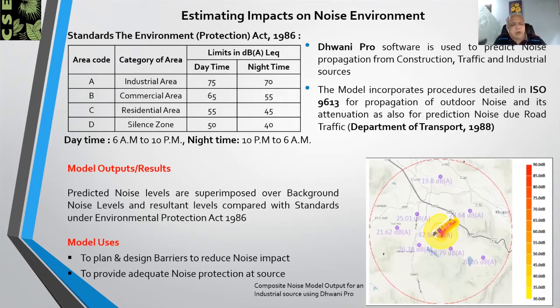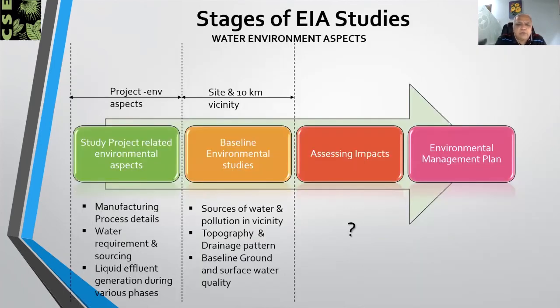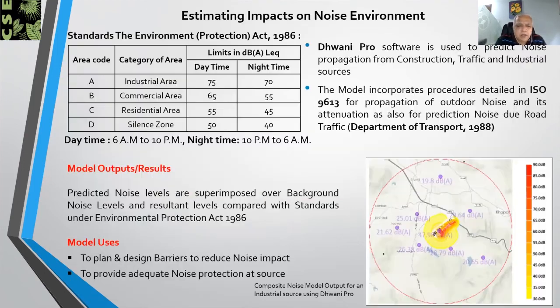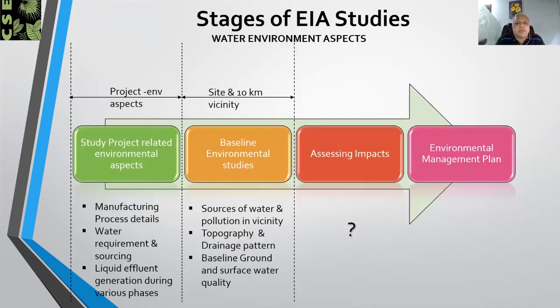buffers or barriers or berms all along the sensitive features. And then we can also plan for adequate noise protection at the source, means how we can reduce the noise generation from the source itself.